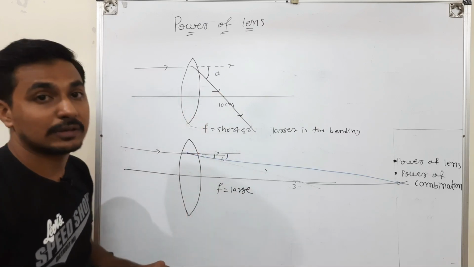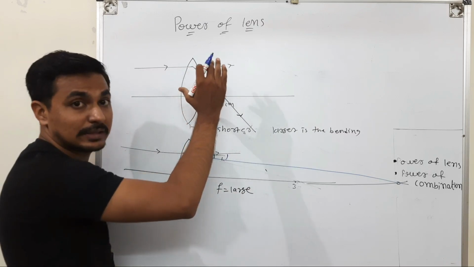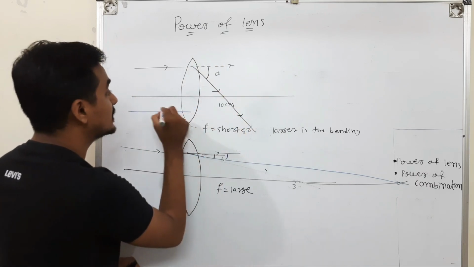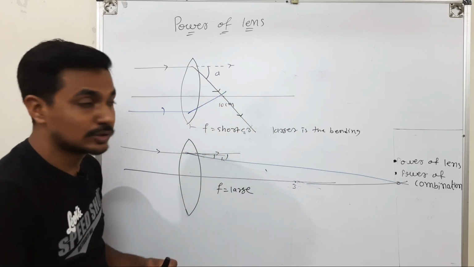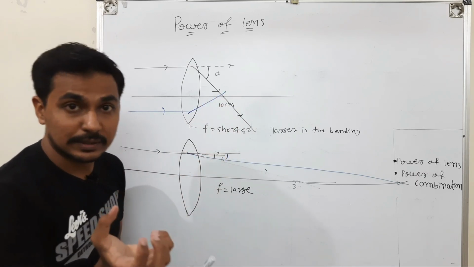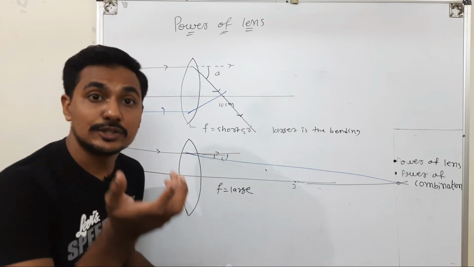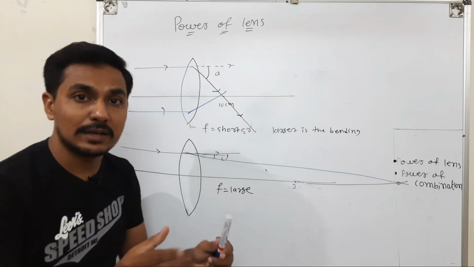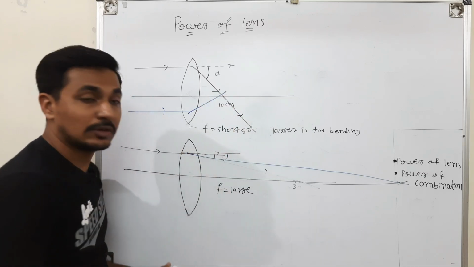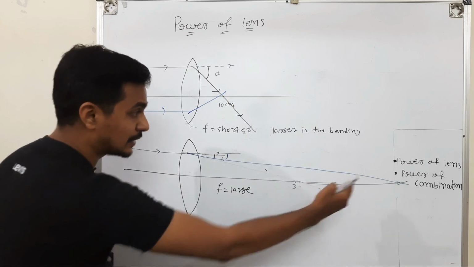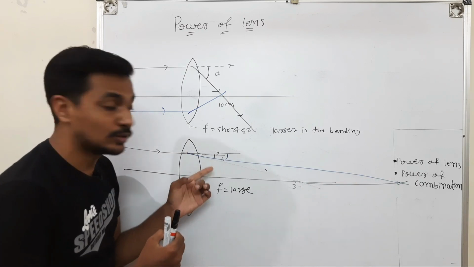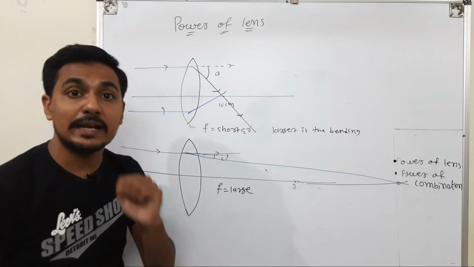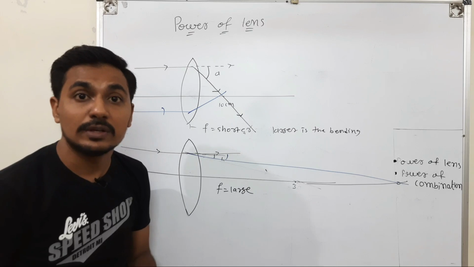The converging power: this lens has more ability to converge rays. Here the rays are converging at this point. So if the focal length is shorter, the ability of the lens to converge the ray is larger. If the focal length is large, the ability to converge the ray is very less. That ability is called power of lens.